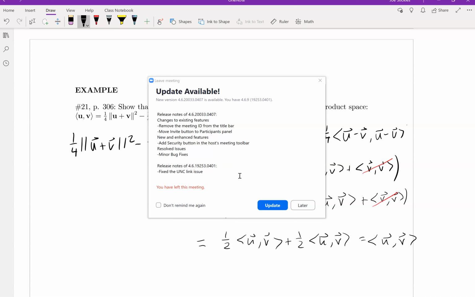Okay. Is it the battery that's dying in this pen?